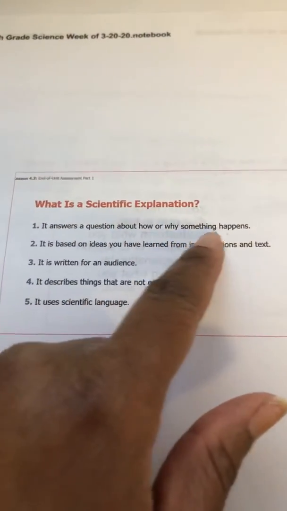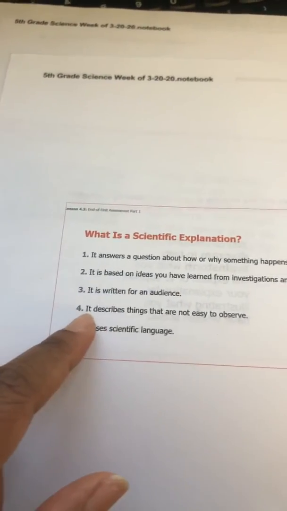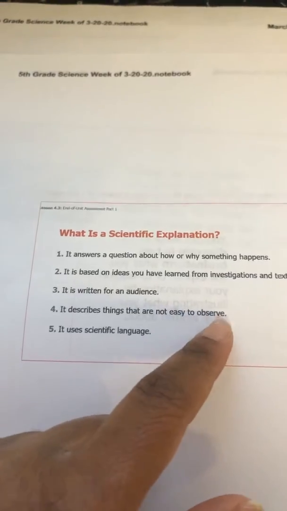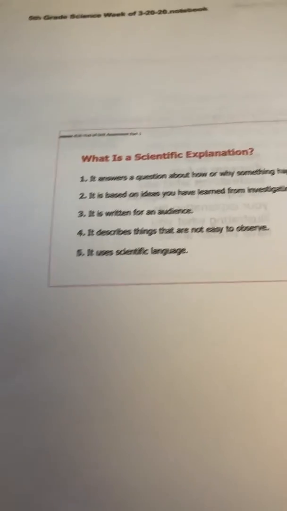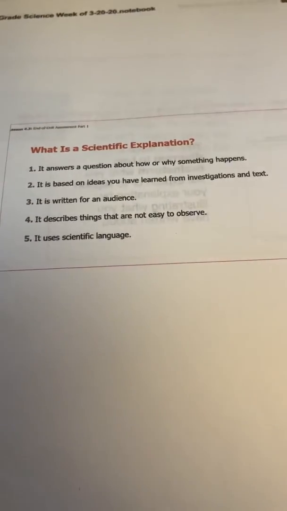Remember, in your explanation, does it answer a question about how or why something happens? Is it based on ideas you have learned from investigations and the text? Is it written for an audience? Does it describe things that are not easy to observe because you have other pieces of evidence to study, right? Does it use scientific language? Think about the hydrosphere, the biosphere, the geosphere. All that we've talked about and discussed, always refer back to the slides in the attachment that I sent you.